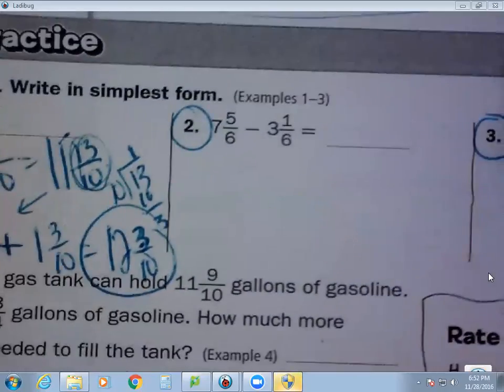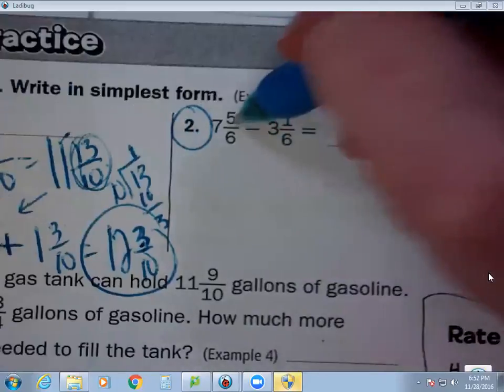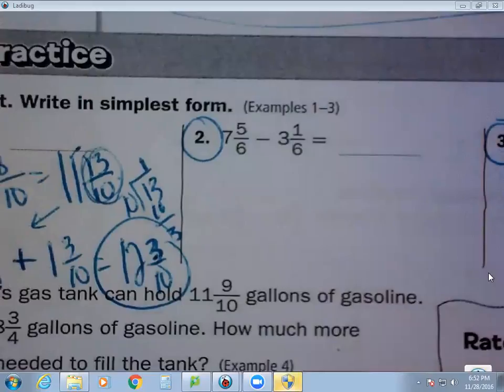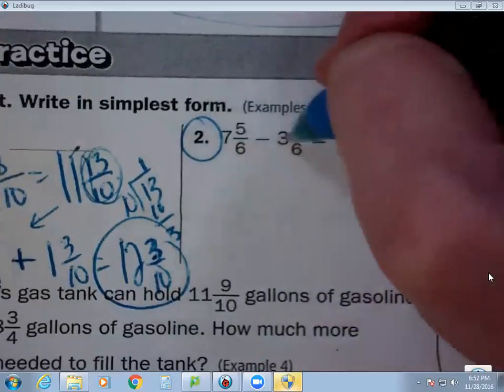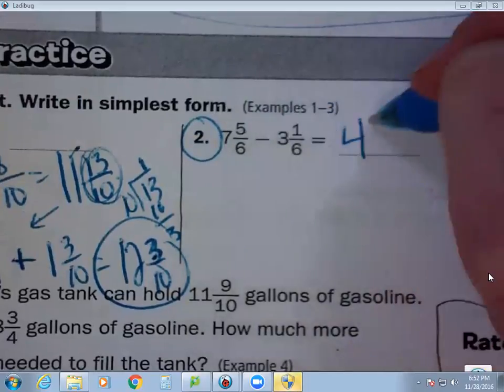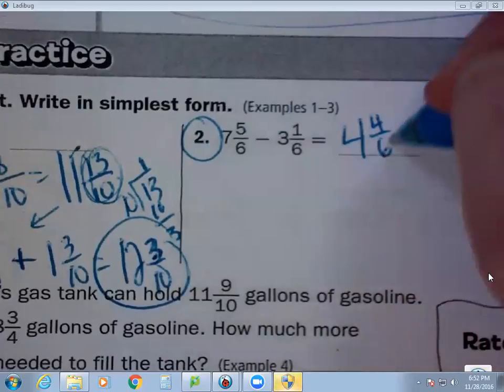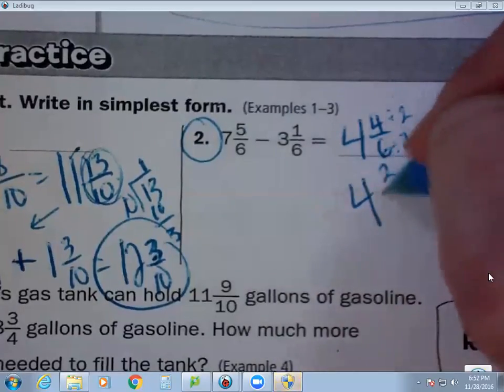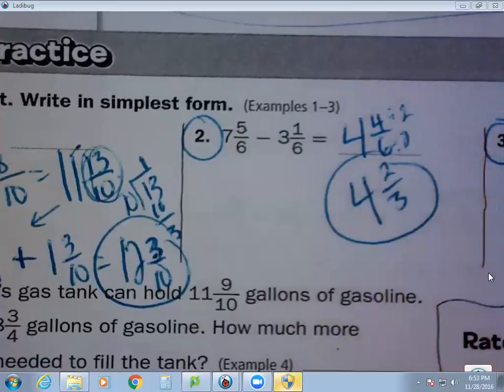All right. This one right here, I have 5/6 and 1/6. Do I have to rewrite these? No, I'm subtracting and I can leave them sixths. This is just a straight across. 7 minus 3 is 4. 5 minus 1 is also 4. And I can divide by 2. So I've got 4 and 2/3. That's my answer right there.